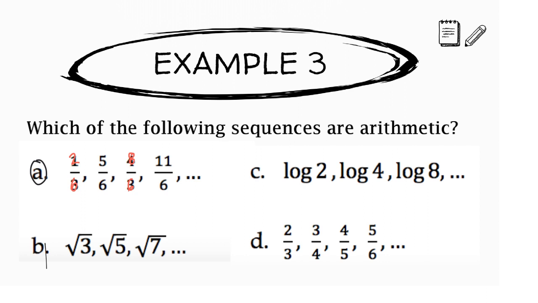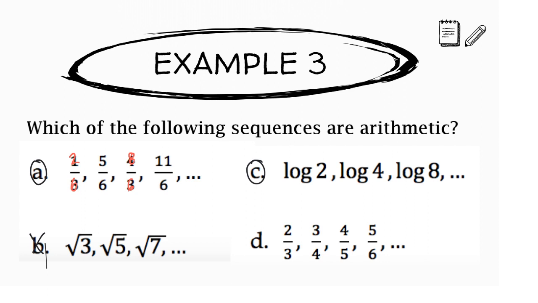Letter B is not arithmetic, and that's because the difference between root 5 and root 3 is different than the difference between root 7 and root 5. Letter C is indeed arithmetic. It doesn't seem like it is. It seems like it's almost geometric. 2, then 4, then 8, doubling all the way. But this isn't 2, 4, 8. It's the log of 2, the log of 4, and the log of 8.